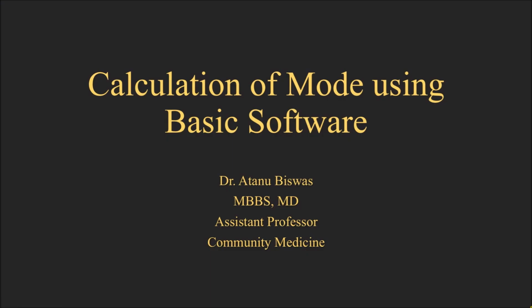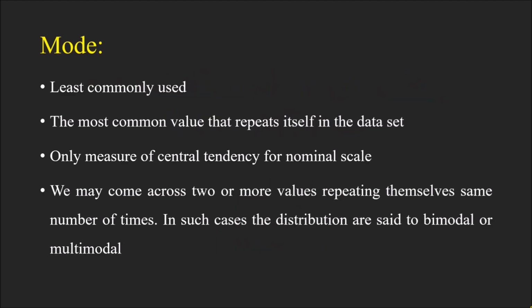Today, we shall learn how to calculate the mode of a given dataset using a basic software, that is Microsoft Excel. Among all the options that we have to measure the central tendency, mode is the least commonly used method. What is mode? In a given dataset, there can be certain observations which are present more than one time. So if there is any value that repeats itself most number of times as compared to the other values, then that particular value is called the mode in that given dataset.